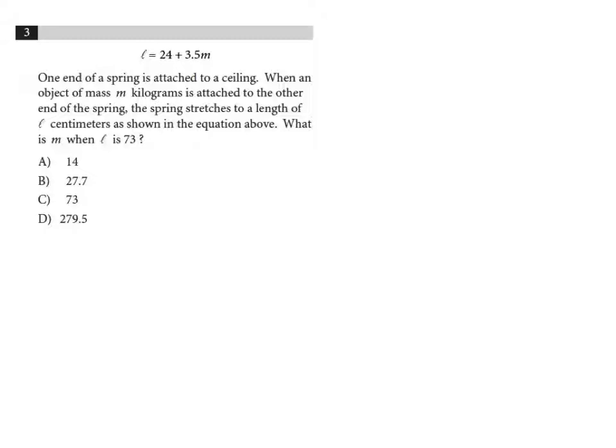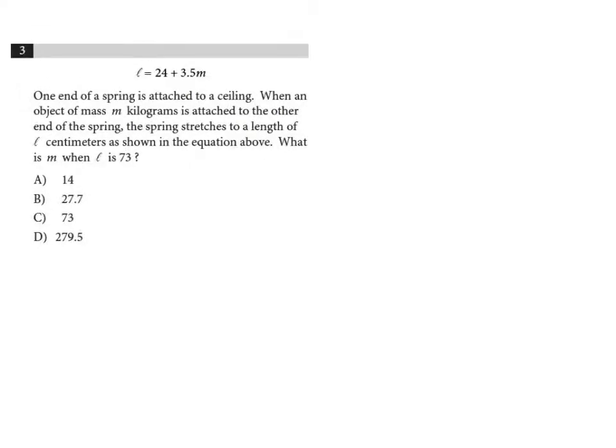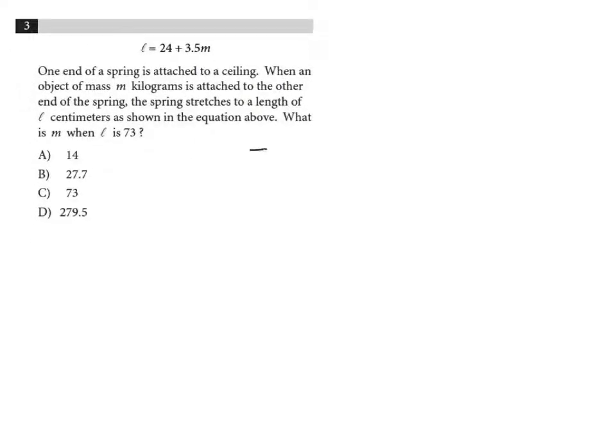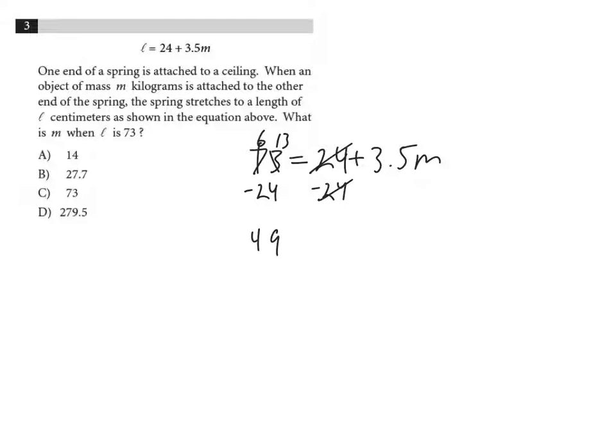Okay, well, we just need to simply do some substitution here. We're just going to put 73 in for L. 73 equals 24 plus 3.5 m. Okay, I'm going to subtract 24 from both sides. Minus 24, minus 24. That's going to be 73 minus 24 which is 49, and that's going to equal 3.5 m.